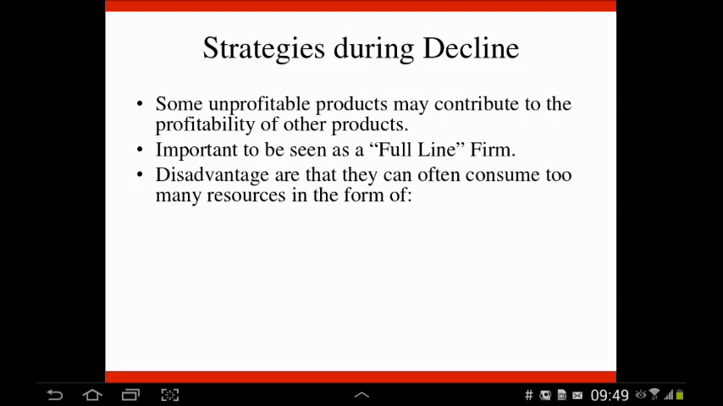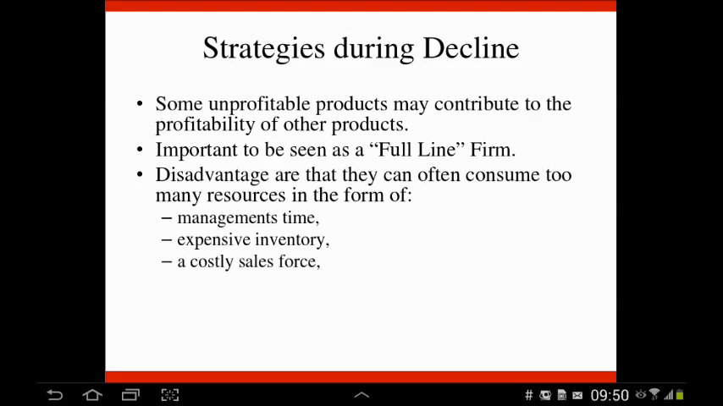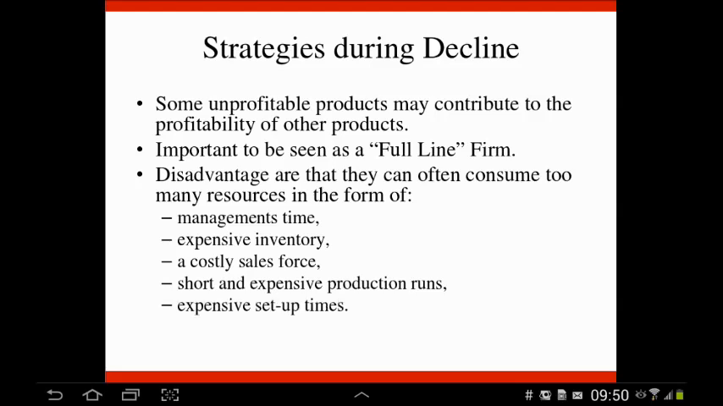The disadvantage, of course, is that they may consume too many resources like management's time, keeping an expensive inventory in storage, having a sales force to sell those products, having short and expensive product runs. Remember, if a product run in the factory is longer, if there's more products to manufacture, it makes it cheaper per product. It takes a lot of money to set up the factory just to produce it, so it can be too expensive to keep producing that product.